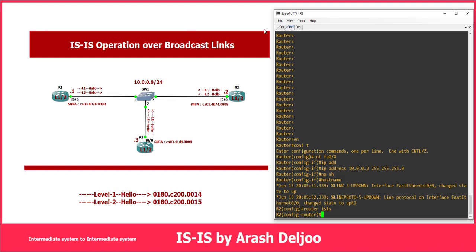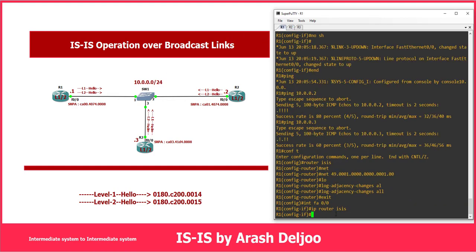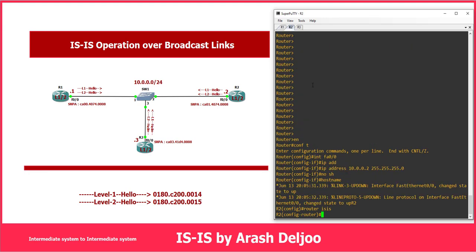Don't forget, I didn't configure the ISIS circuit type on the FastEthernet 0/0 of router 1. Why? Because I need to use this interface as the level 1-2 interface or circuit. Let me configure router 2. In router 2, the first command is router ISIS.